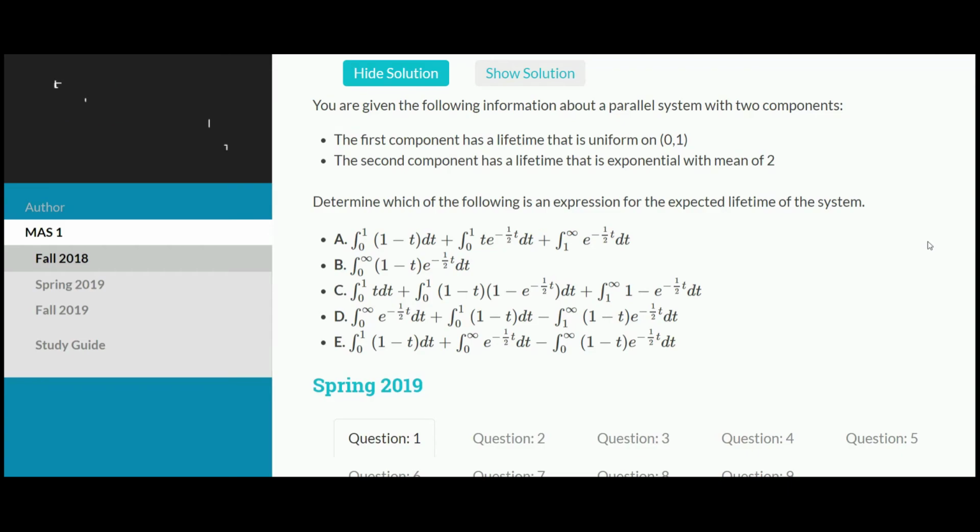You are given the following information about a parallel system with two components. The first component has a lifetime that is uniform on 0, 1. The second component has a lifetime that is exponential with mean of 2. Determine which of the following is an expression for the expected lifetime of the system.